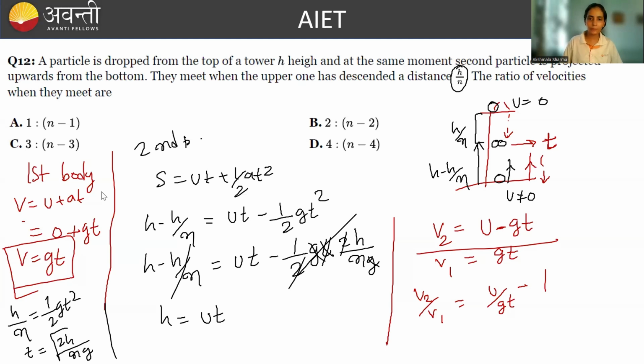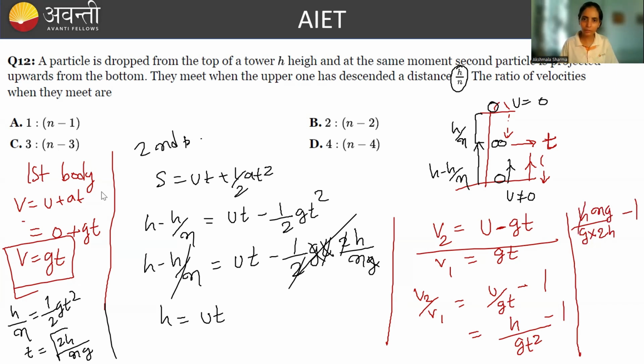So u by t, or here let's put the value. If you put the value of u here, that will be h by t, so h by g t square minus 1. Done. And if you solve it, you now simply need to put the value of h by g t square. t square will be 2h by ng, minus 1. So this h will get cancelled, g will get cancelled, and we get n by 2 minus 1. So this is n minus 2 by 2. So the ratio will be 2 is to n minus 2. I hope it is clear.